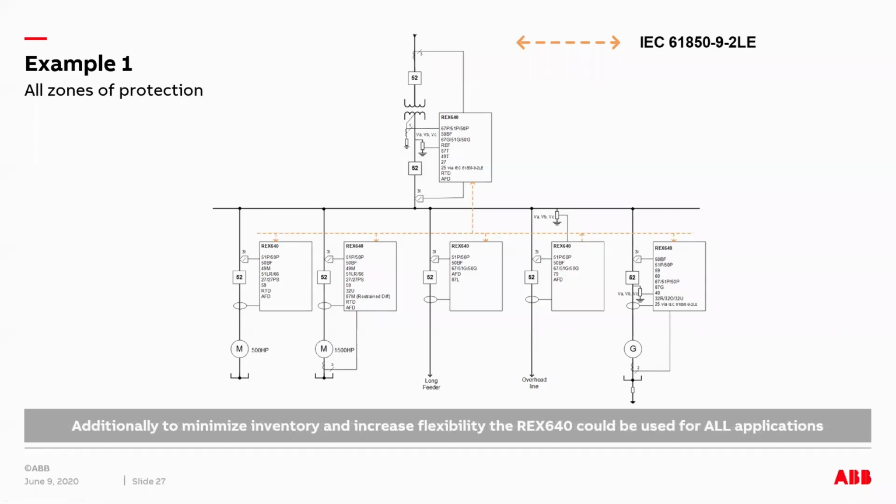Additionally, to minimize the inventory and increase the flexibility, all feeders can be converted to an REX 640. And it can be used for all applications because REX 640 is very flexible with respect to hardware modularity as well as software modularity. So the same hardware can be used, and then different protection applications can be loaded based on the requirement of each of those feeders.